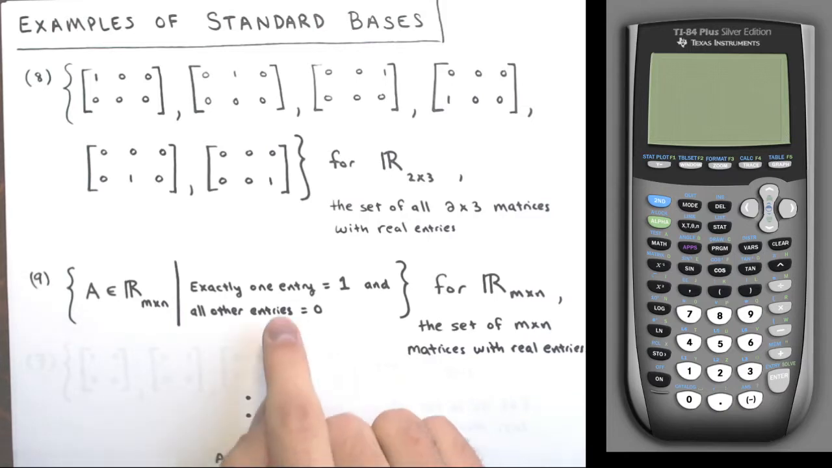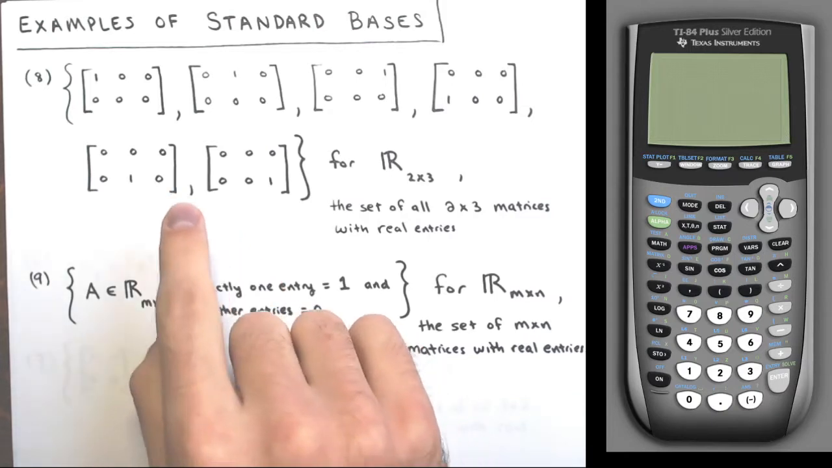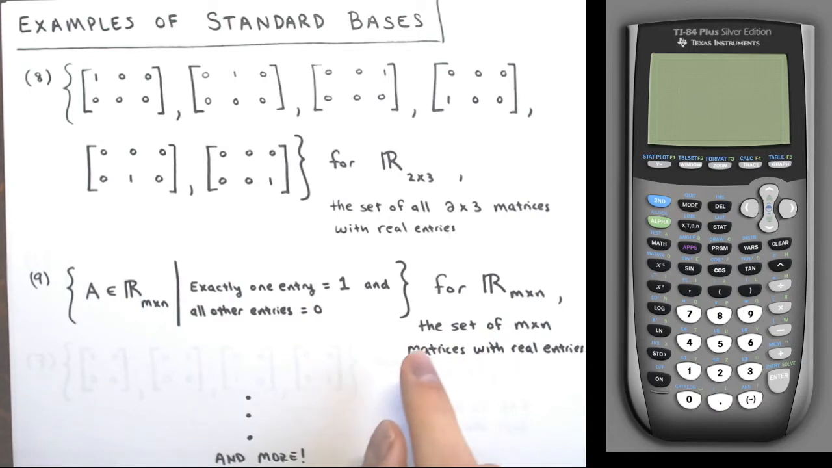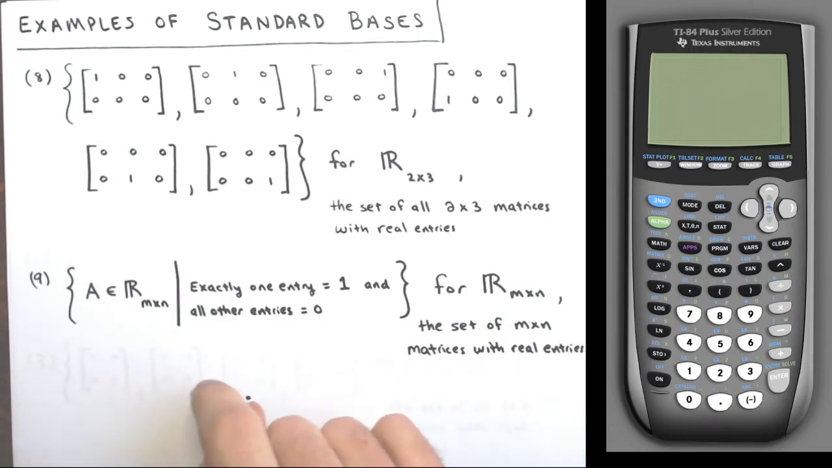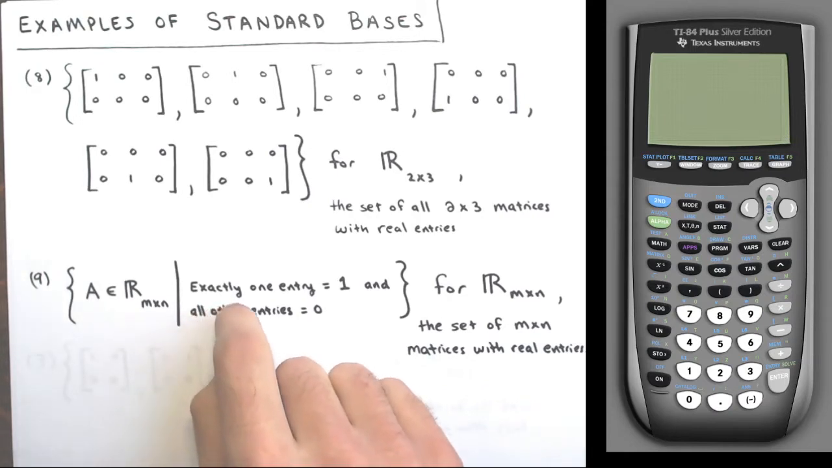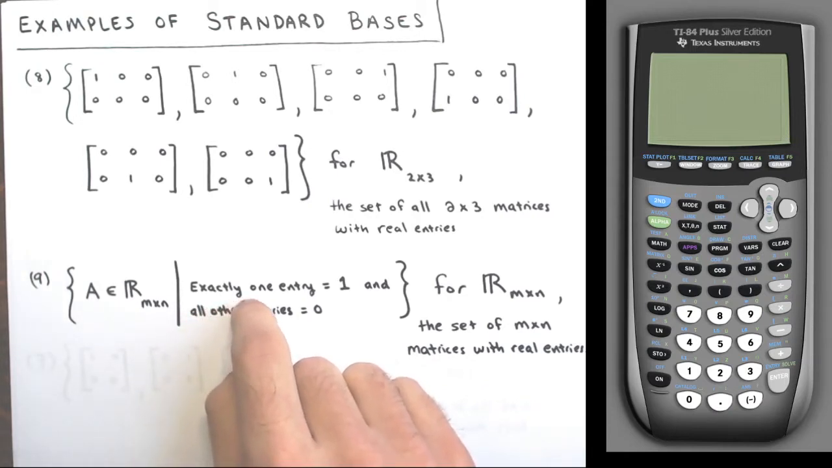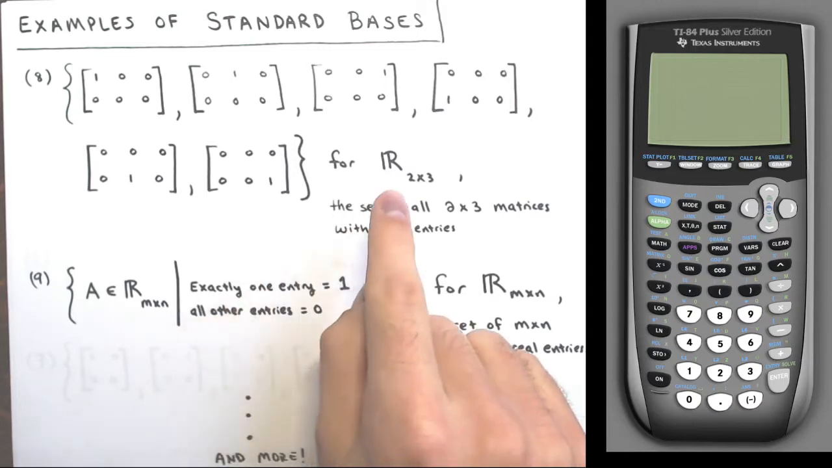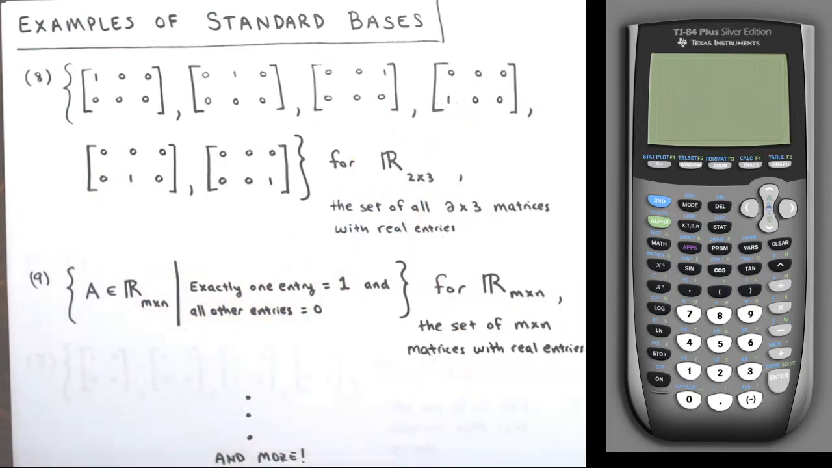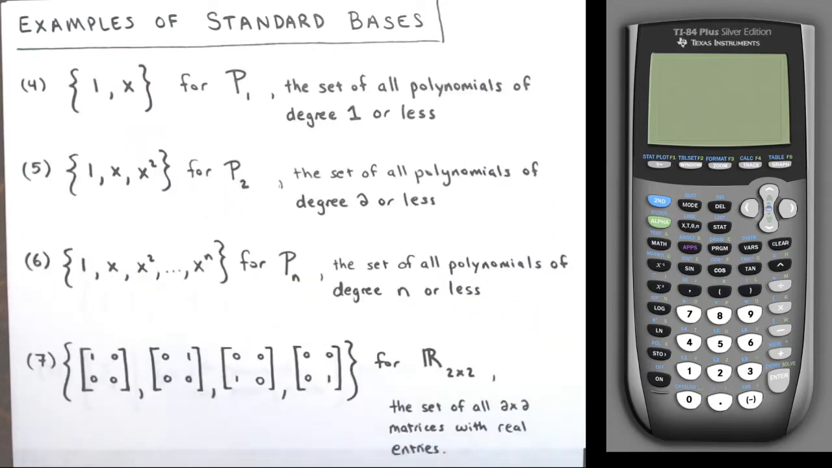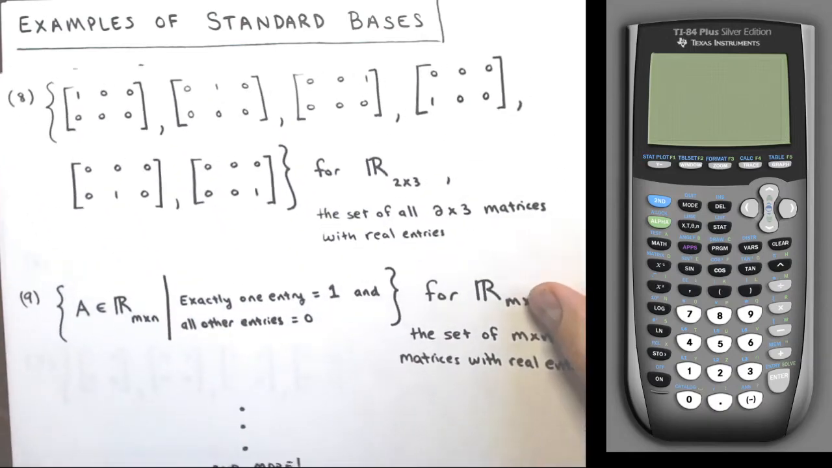And how many would be in here? Well, if you have an m by n matrix, that means there are m times n entries to fill in, so there'll be m times n vectors in here. In the 2 by 3 case there were 6 vectors. Remember, in the 2 by 2, 2 times 2, there are 4 vectors in the basis.